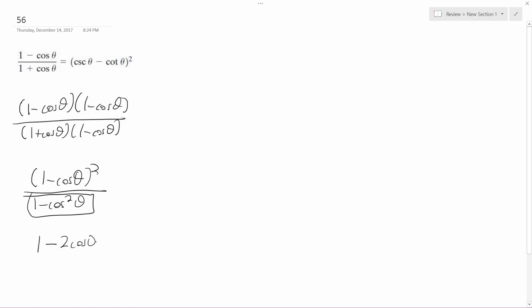2 cosine theta, plus cosine squared theta. And then down here, I end up with sine squared theta.